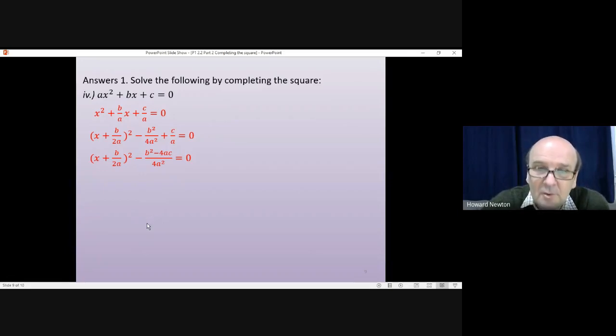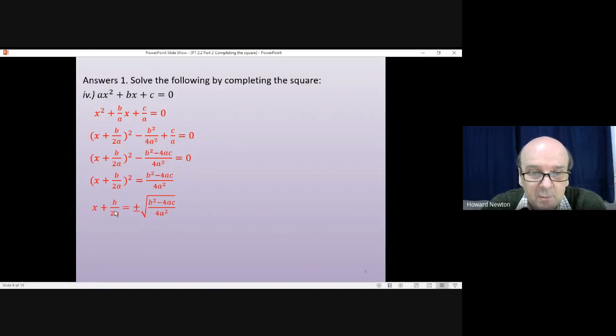From here on, it's relatively straightforward. This swaps sides and becomes plus b squared minus 4ac over 4a squared. Already, you should be thinking this looks very, very like the quadratic formula. Feels like you're heading in the right direction. Square root both sides. On the left-hand side, I will get that. On the right-hand side, I'll get plus or minus the square root of b squared minus 4ac. That should sound familiar. Divided by 4a squared. Well, we don't normally get that. But as with the other questions, this is a perfect square. So I can square root it.